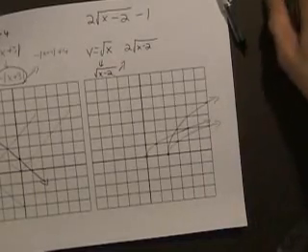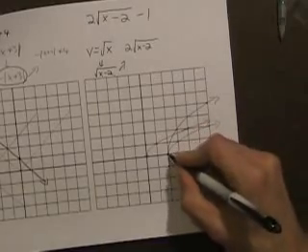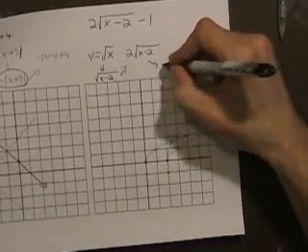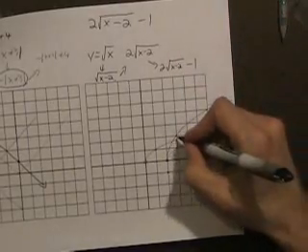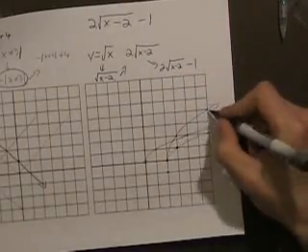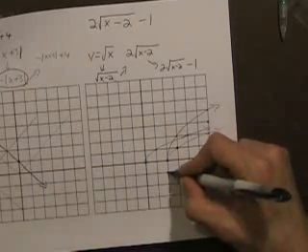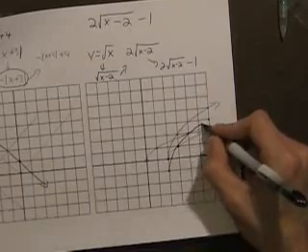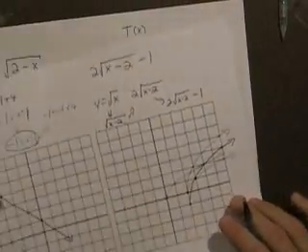Alright, and then finally, when you subtract 1, it's going to subtract 1 from all these values. So this is going to go. So this, it'll be 2 radical x minus 2 minus 1. So this will go back down to here. This will go to here, and the final graph is going to look something like this. Alright, and that's how it's done.